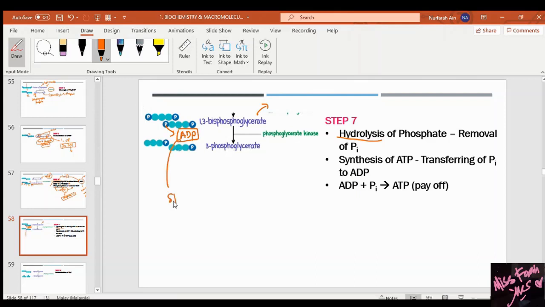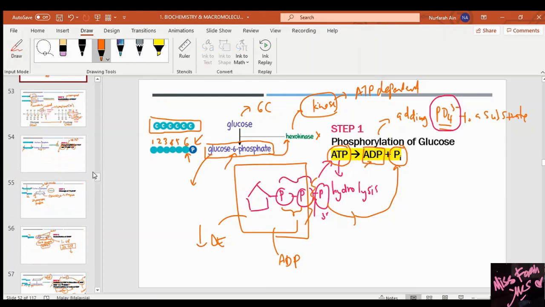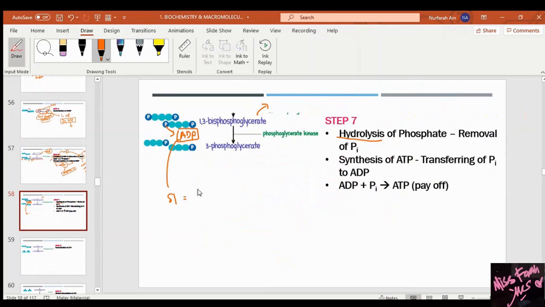The question is, where do we get this ADP? We go back to step 1. In step 1, we use our own ATP to get the phosphate group, and we convert the ATP to ADP. This is the ADP that we give the phosphate group to in step 7. So we give it to the ADP from our own reservoir. And when you react an ADP with a phosphate group, we form ATP. This is the ATP that we form to pay back the ATP that we used in step 1.